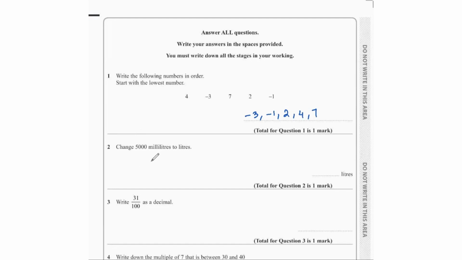Question 2 says, change 5,000 milliliters to liters. So 1 liter equals 1,000 milliliters. 1 milliliter equals 1 over 1,000 liters. So 5,000 milliliters, we'll divide 5,000 by 1,000, and that gives us 5 liters. That's our answer.